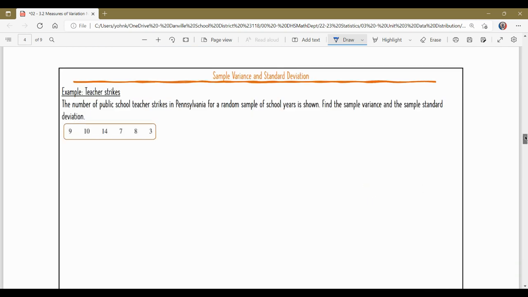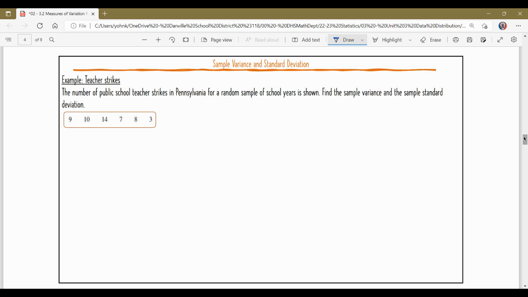So this problem has to do with the number of teacher strikes. The number of public school teacher strikes in Pennsylvania for a random sample of school years is shown. Find the sample variance and the sample standard deviation. Okay, so first I need to find the mean. Since we're working with a sample this time, our mean is going to be x bar. So we add up those 6 numbers, we get 51. We divide by 6 because there are 6 numbers, and we get 8.5.